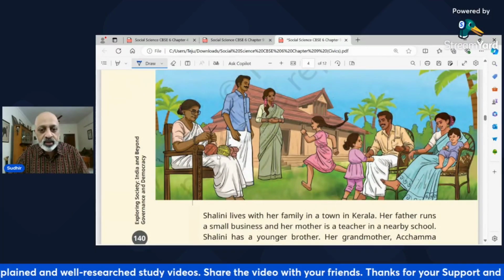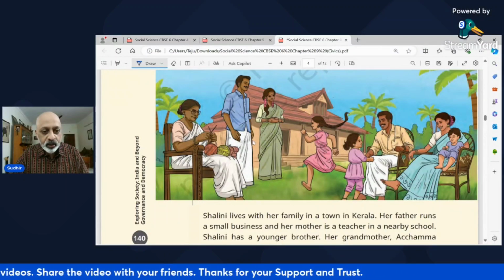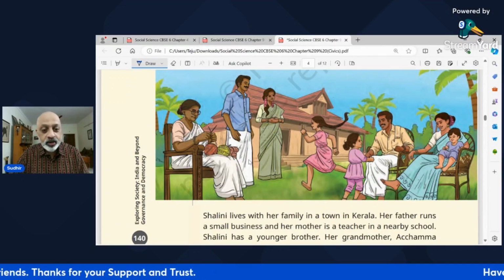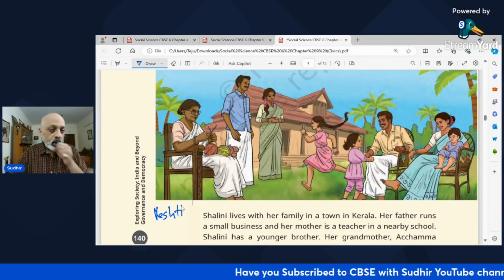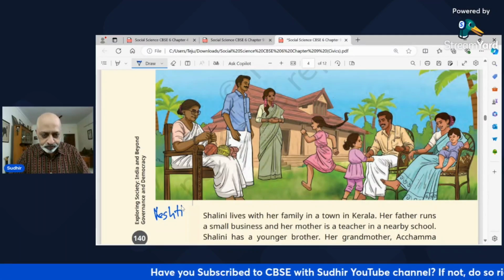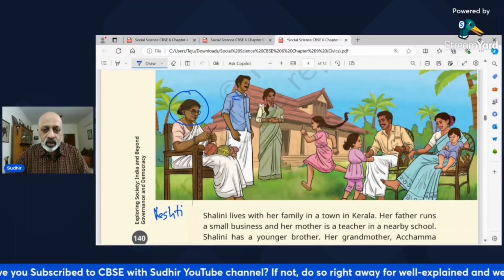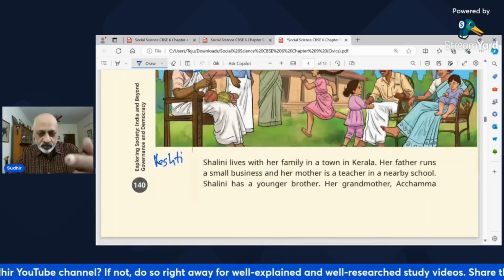Now, this is the state of Kerala. You can make it out from their attire. They're all wearing veshtis. It is not called lungi. I mean, you can call it dhoti, but the word that is generally preferred is veshti. So she's the grandmother. He's a son. He's another son, or maybe a daughter's husband. We don't know. Anyway, we'll find that out.